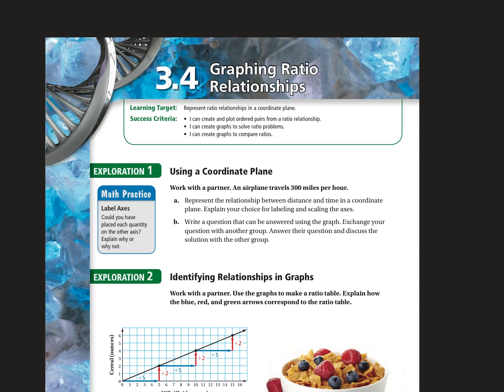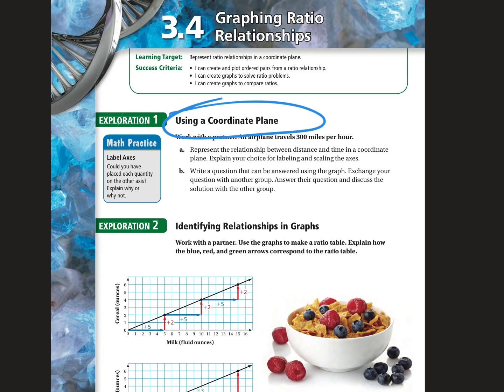For section 3.4, we're going to look at graphing relationships amongst ratios. So what we're going to end up using are these things called coordinate planes, or otherwise known as graphs. So we can refer to those as the same thing.